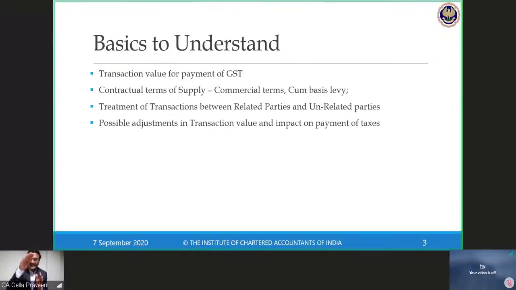So all this plus and minus, addition to the transaction value, deletion to the transaction value. Are there any mechanisms under the provisions of GST for doing such adjustment? And finally, impact on payment of taxes. What tax I have paid, what tax I am ought to pay. This is what we will determine by reading this chapter called Valuation, value of supply. Finally, guidance required from this section 15 and relevant rules.